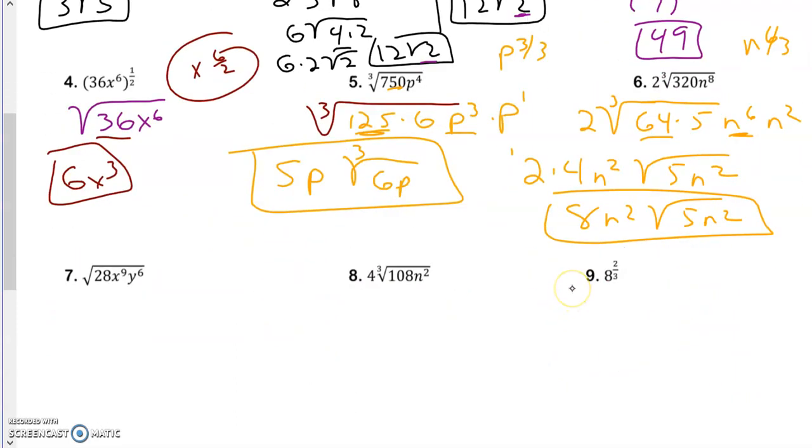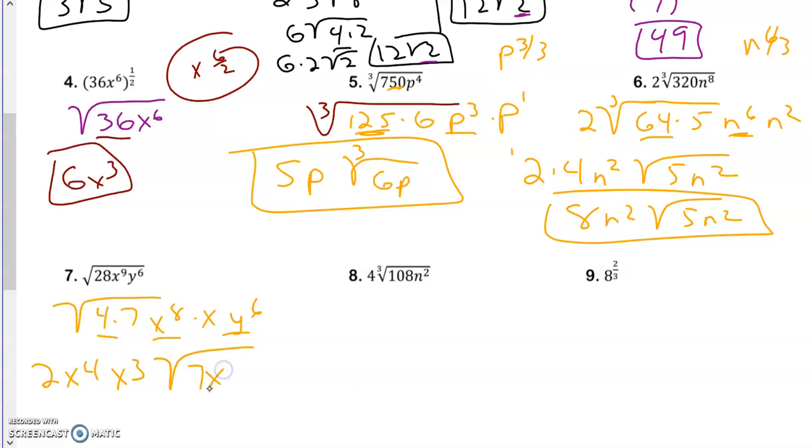Taking a look at the next one. I'm going to go on my second column, never use 1, and I notice 4. 4 times 7. Again, I gotta break down this exponent. I gotta look for multiples of 2. So it's x to the 8 and x and y to the 6. I underline the ones that are perfect. The square root of 4 is 2. 8 divided by 2 is 4. 6 divided by 2 is 3. And then I'm going to get 7x. And that would be my final answer.